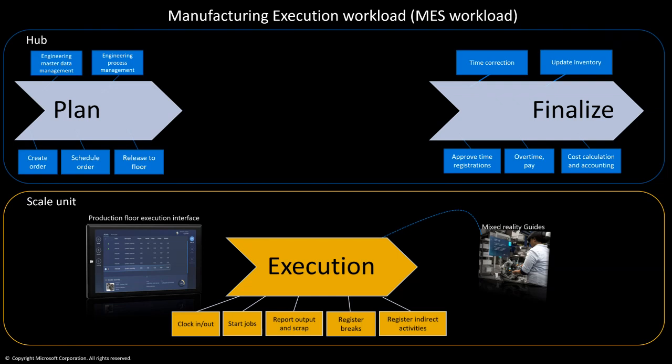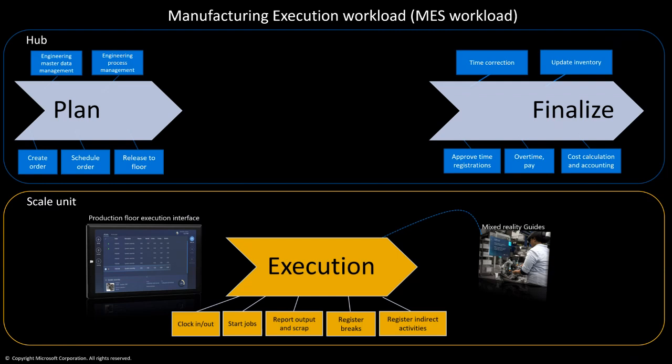In the planning phase, this would all be performed on those hub instances, as you can see here. So this would be all of your setups in the system: item setups, BOM setups, route setups, etc. All of that still gets set up in the hub. We would still create orders, schedule orders, and release orders to the floor on the hub unit. It's at that point in time that we would trigger a synchronization to that scale unit once the release to the floor completes.